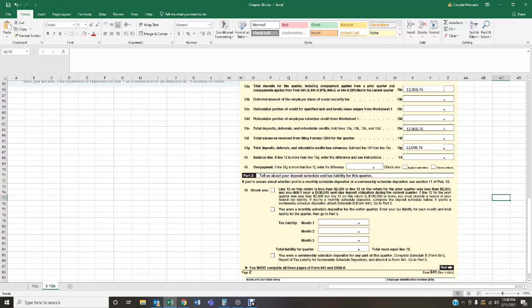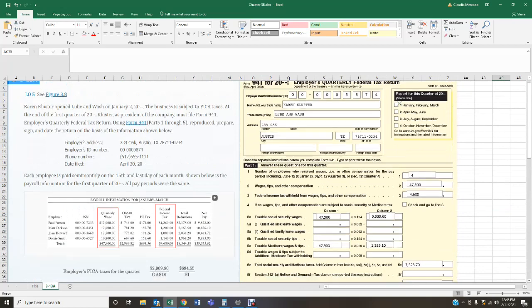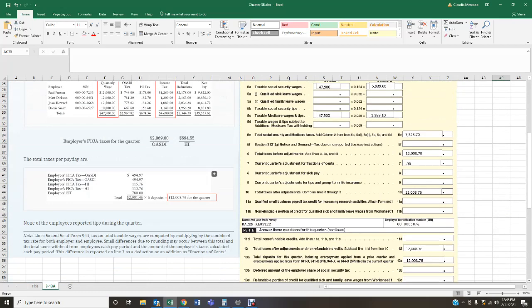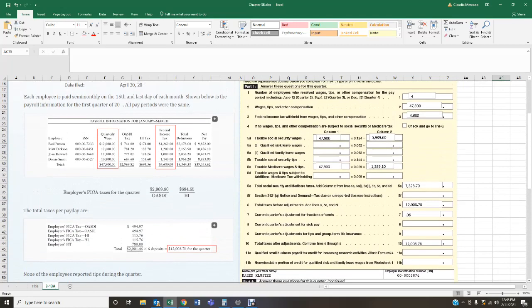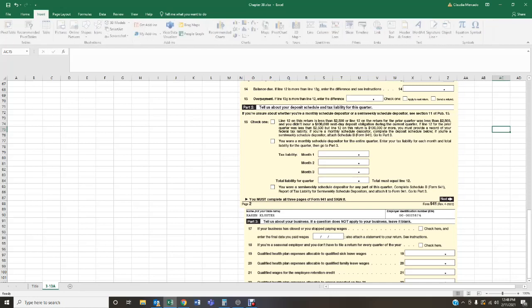You were a monthly scheduled depositor for the entire quarter. Enter your tax liability for each month and the total liability for the quarter. So we are a monthly depositor. We collect the money and we submit payment. We're going to mark that we were a monthly scheduled depositor. So we're making a payment as we go. That way we don't have a big payment being made at the end of the year. The last one is you were a semi-weekly scheduled depositor for any part of the quarter, and for that we have to complete Schedule B. In this case, we're going to mark the second one.